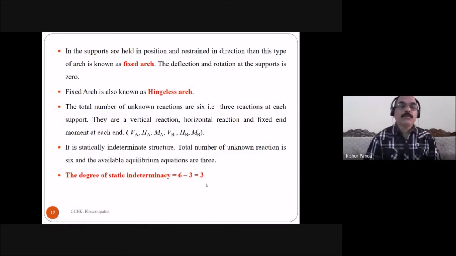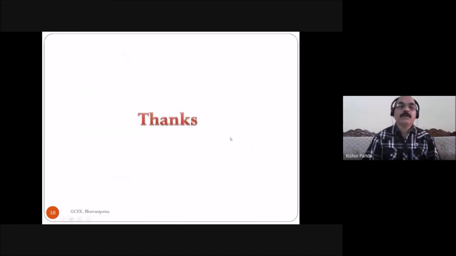So this is all about the arch and types of arch. Now you are clear. So what is an arch and what are the different types of arch?